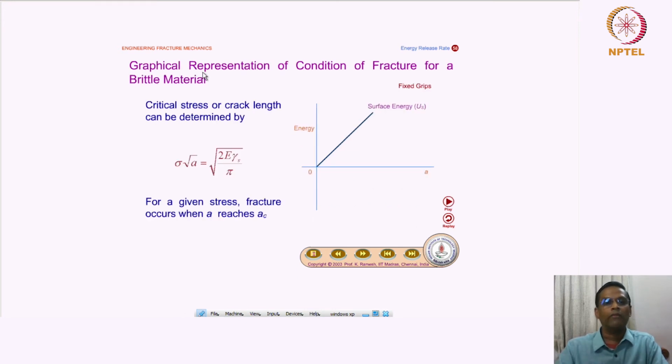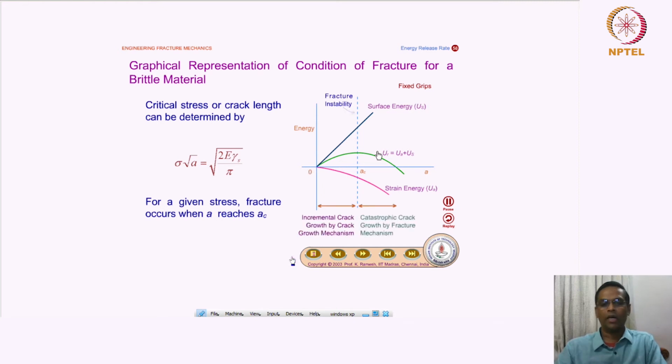The graphical representation of the condition of fracture for a brittle material is shown in this slide. The critical stress or crack length can be determined by this expression, which we have already derived. For a given stress, fracture occurs when crack length A reaches A critical. This is what the relaxation analogy taught us. We recall that plot again, where the relaxation analogy gave us the concept of critical crack length.